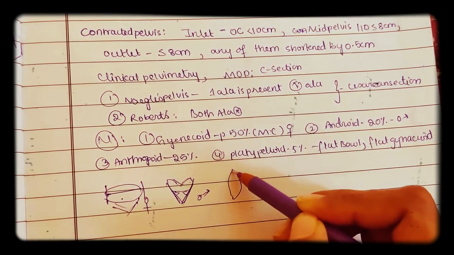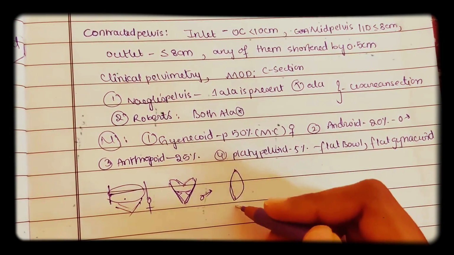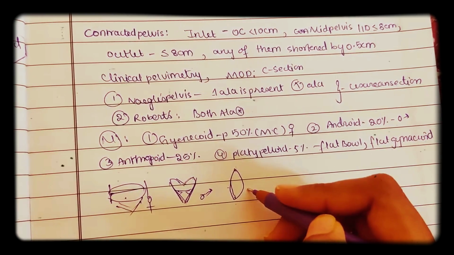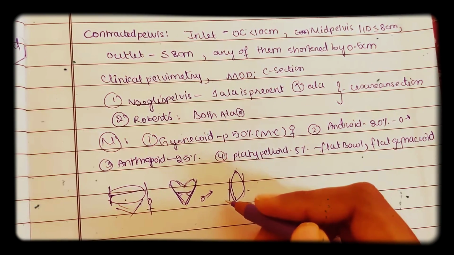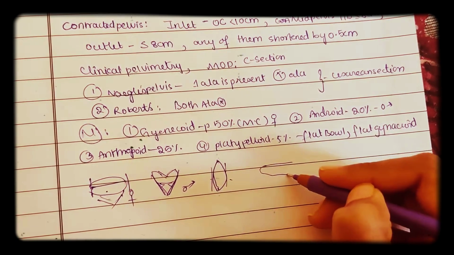It will look like this. The pelvis, if you see here, the anterior posterior diameter is very much higher when compared with the transverse diameter, and if you see the sides, they are parallel and very narrow. Now coming to platypelloid. Platypelloid will be something like this.